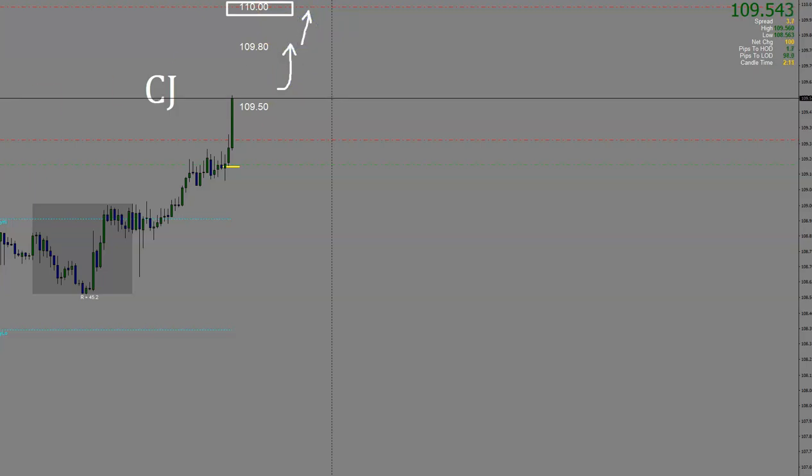And I like to see it earlier in the day, earlier in the session. We're about 45 minutes into the New York session, and price action across the board is looking very strong.